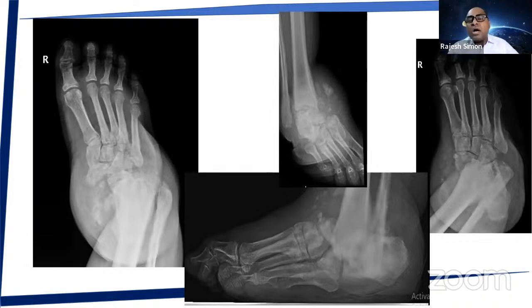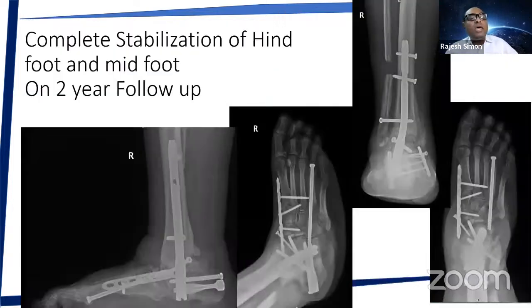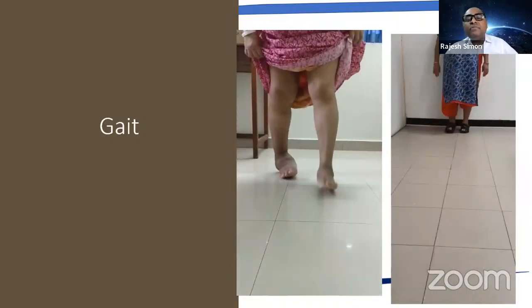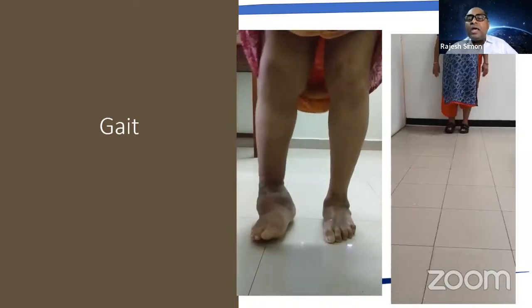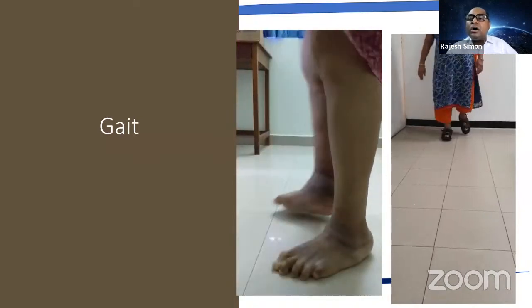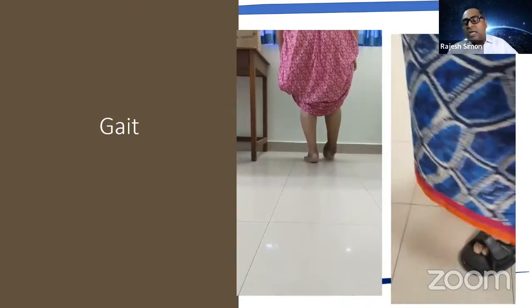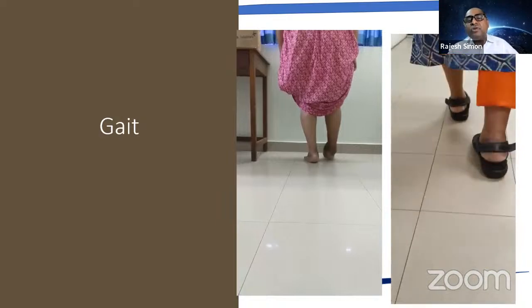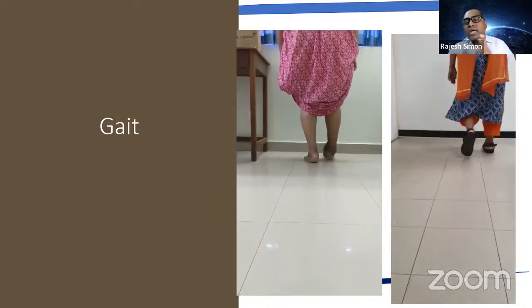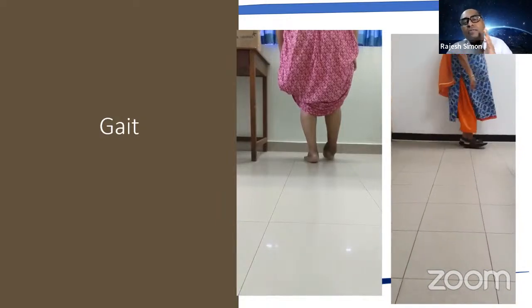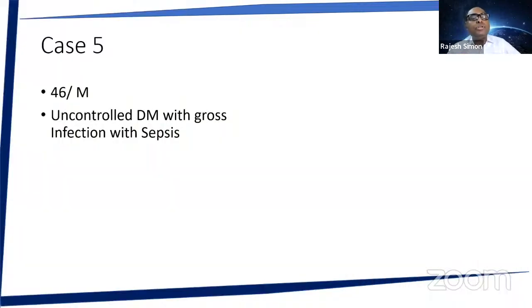The patient, you can see how she was standing. And this is what we did. We did a complete stabilization of the hind foot and the midfoot. And you can see the difference, how she was walking before and how she's walking now. So the reconstruction is possible. You got to understand you have to reconstruct a different way. It's not a typical orthopedic fracture. It's a different thing. You have to undergo super construct, but it needs a multidisciplinary approach.